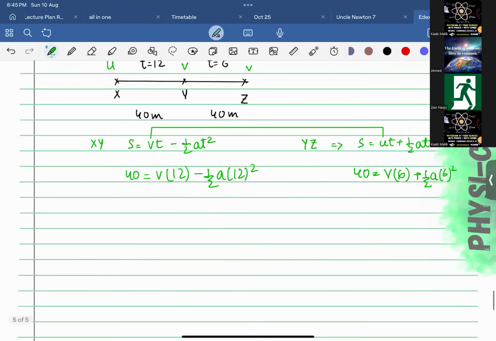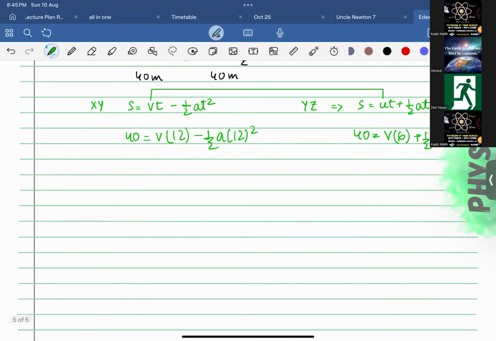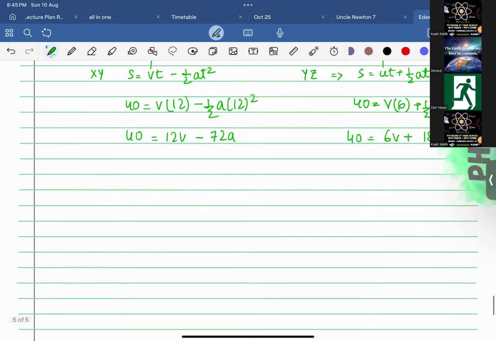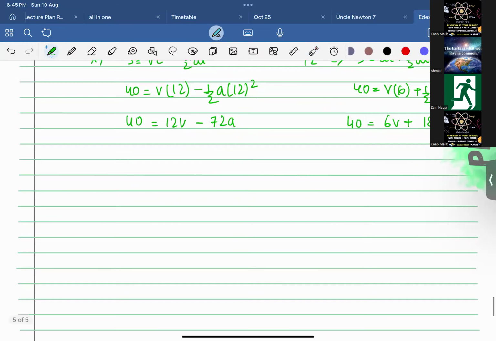Okay. Now you can simplify. So 40 equals 12V minus 144 divided by 2, 72a. Okay. And then 40 is equal to 6V plus 18a. I just squared the 6, so I get 36, and then divide by 2, so it is 18. And I did the same thing with 12. Now be careful with this negative and positive sign. If you put both the signs as the same, then you'll end up getting infinity, or a math error.